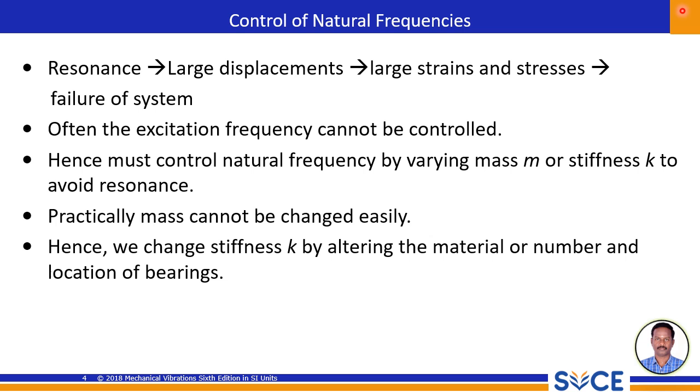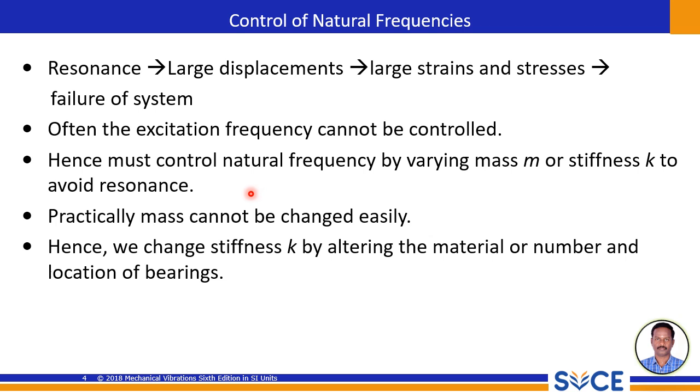Often, the excitation frequency of the external force causing the vibration is something we can't control. Think of a machine operating at a fixed speed or a building subjected to seismic activity. We can't change the earthquake and we may not be able to change the machine's operating speed. Therefore, we must control natural frequency by varying the mass or stiffness to avoid resonance.